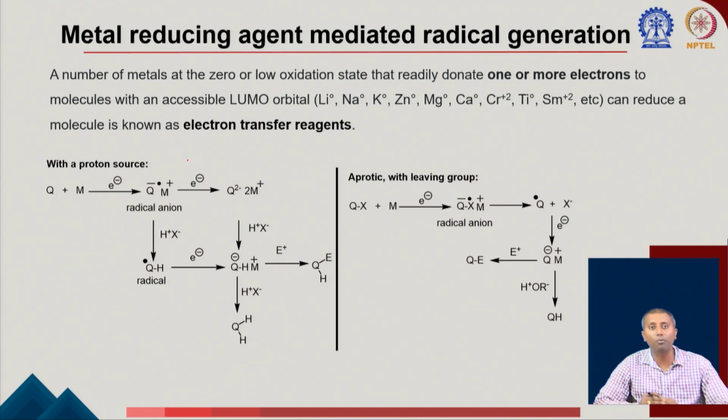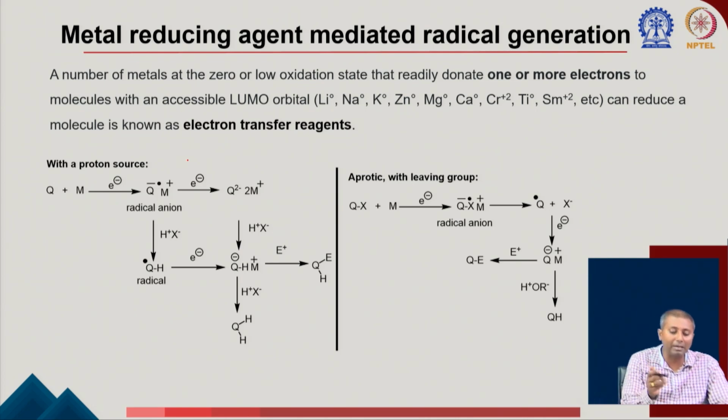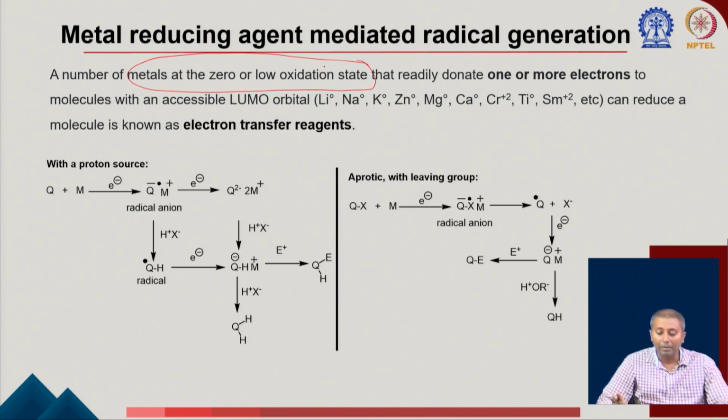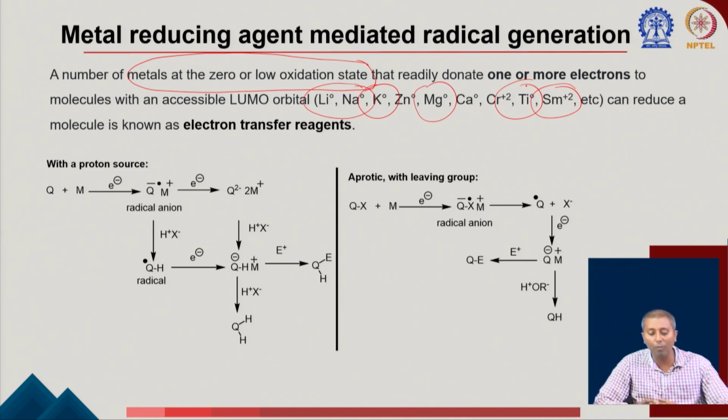this metal reducing agent. What is the general reaction and how does this reaction happen? Generally, you can see that there are a number of metals at zero or low oxidation states, like sodium, lithium, potassium, magnesium, zinc. We're going to talk about some titanium, samarium. In a separate class we're going to talk about some of the reactions of samarium. Here, these are low valent metals which can give a single electron, so they act as reducing agents, and you can see several different types of chemistry. So these are called electron transfer agents.